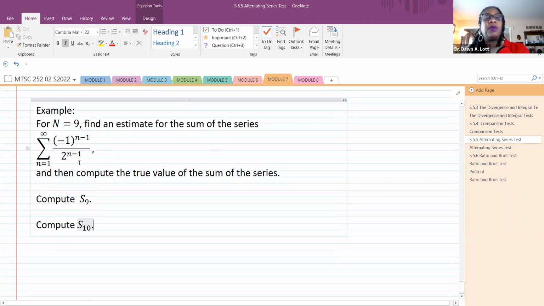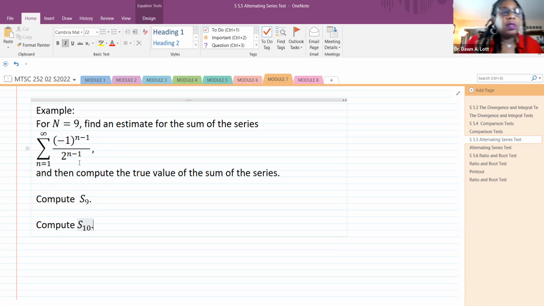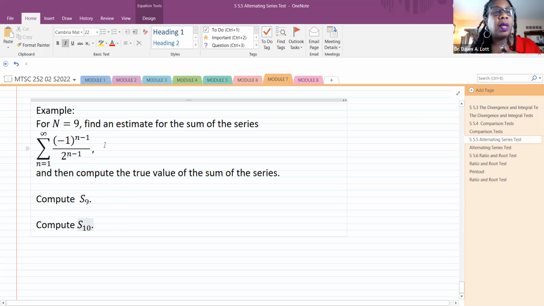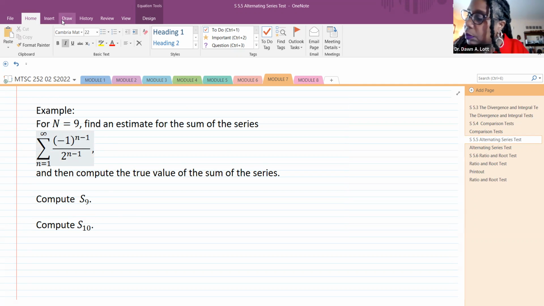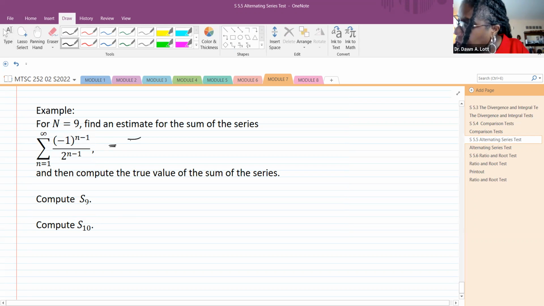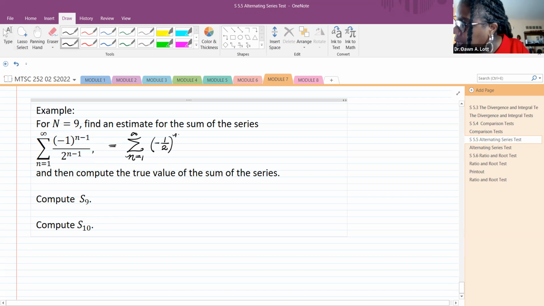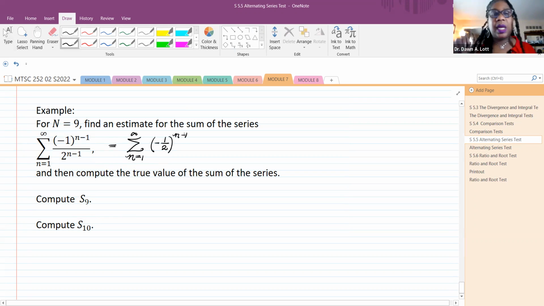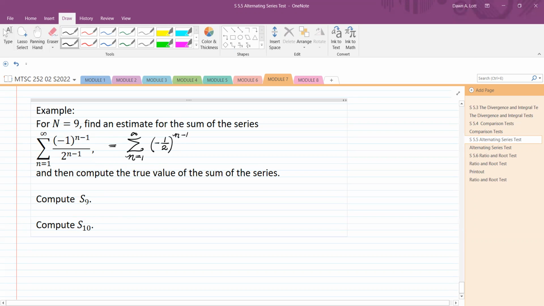The fact that I'm even asking you to give me an estimate of the sum of the series means I know the series converges. I can't ask you to give me an estimate of something that diverges. So this can actually be written as the sum from n equals 1 to infinity of (-1/2) to the n minus 1. So what kind of series is that? Geometric.